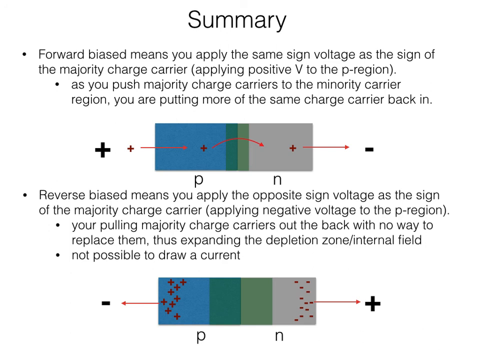Now, if you reverse bias, meaning you're applying the opposite, so no more P is positive, you're applying a negative on one side and a positive on the other, the positive charges in the P side want to go to the negative terminal, the negative charges want to go to the positive terminal, and the opposite way. There's nothing to replace them, the depletion zone grows, you get this internal field that sort of counteracts anything you're trying to do, and you don't get a net current. And so that's how it works.